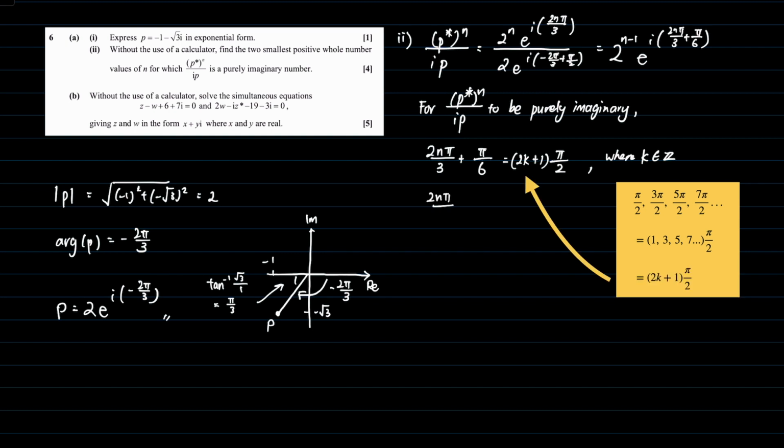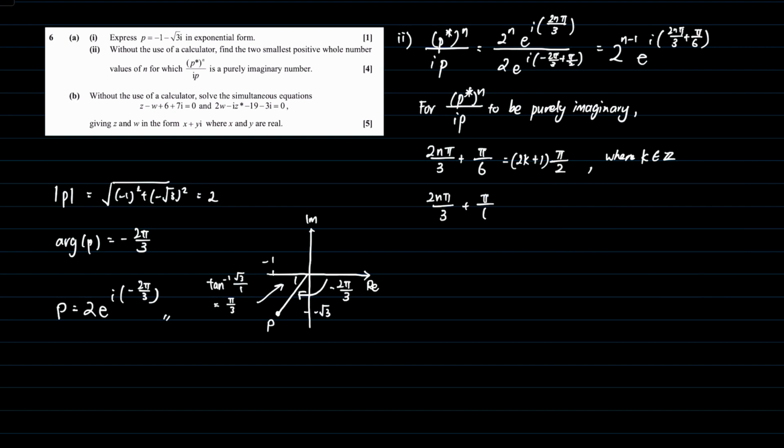Now simplifying the expression, we will have 2nπ/3 + π/6 equals kπ + π/2. Bringing π/6 to the right hand side of the equation, we have 2nπ/3 equals kπ + π/3. Dividing both sides of the equation by π/3, we will have 2n equals 3k + 1, and n is equal to (3k+1)/2.